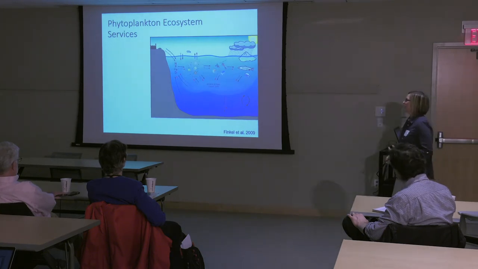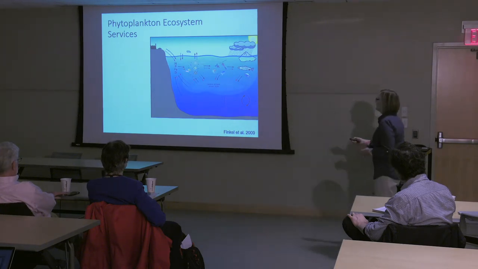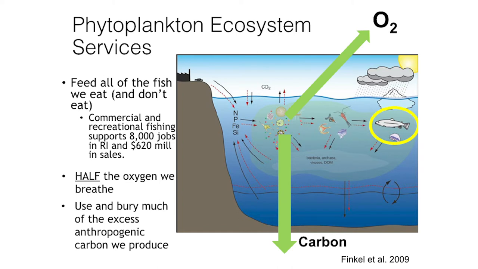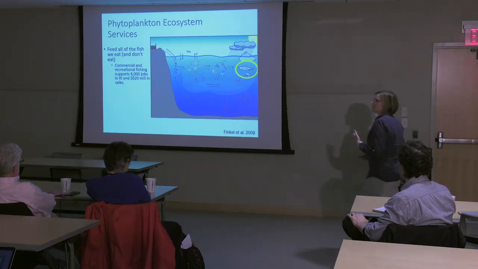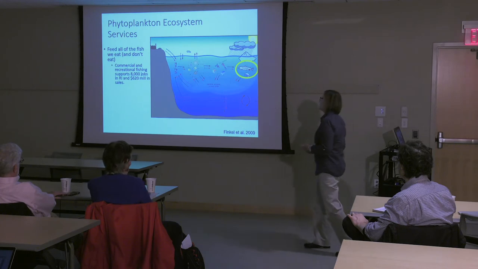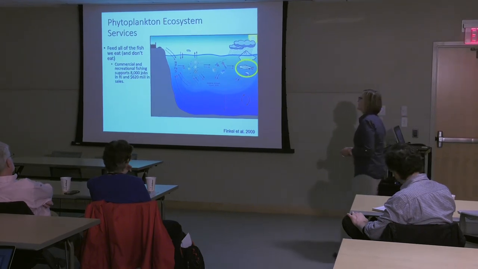One of the things I wanted to talk about here are some of the ecosystem services that phytoplankton provide for us. So here we have another view of that food web, with nutrients fueling the microscopic phytoplankton into the zooplankton and then to the fish. And of course, the phytoplankton feed all of the fish we eat and also the ones that we don't eat. Okay, so it's important. And just in Rhode Island alone, commercial and recreational fishing supports thousands of jobs and hundreds of millions of dollars of sales. Okay, so Rhode Island is really dependent on Narragansett Bay for a good part of its employment and income. And in Massachusetts along the coast as well.